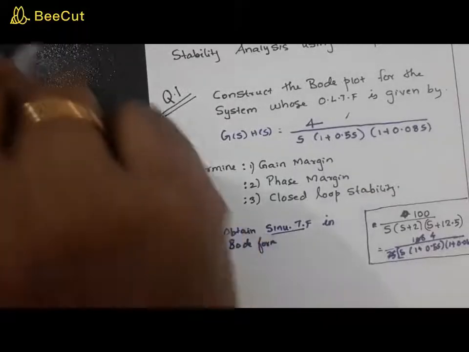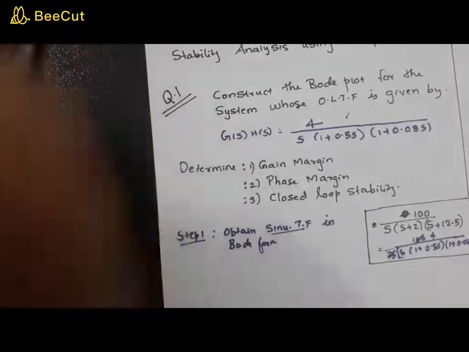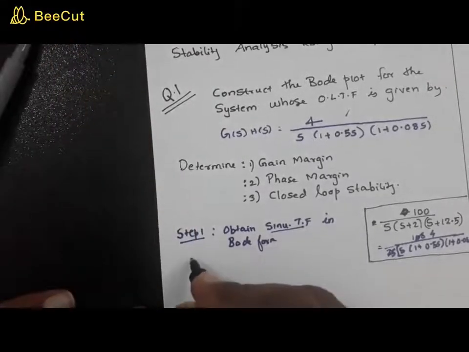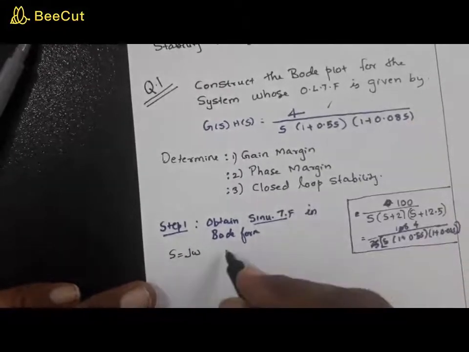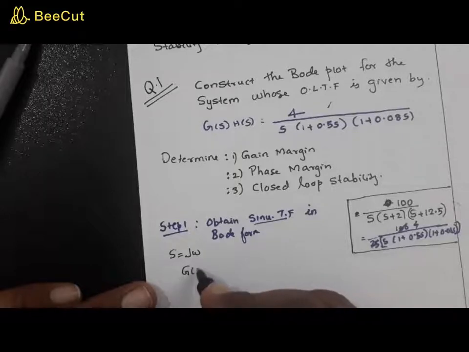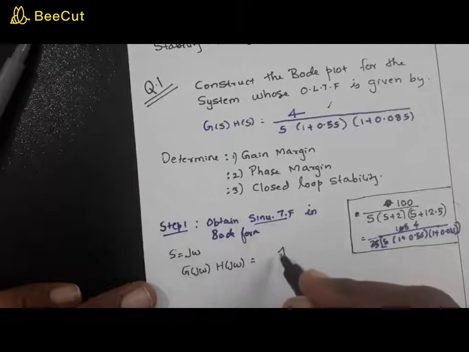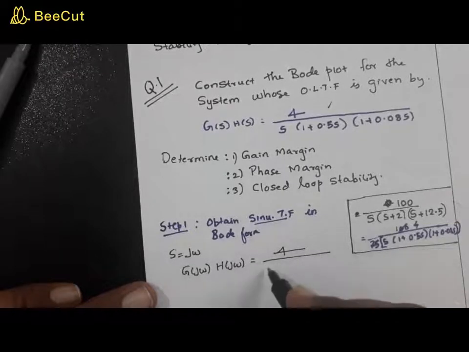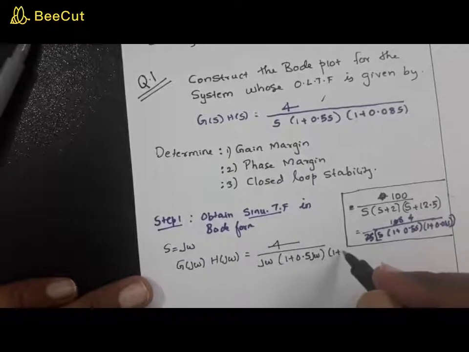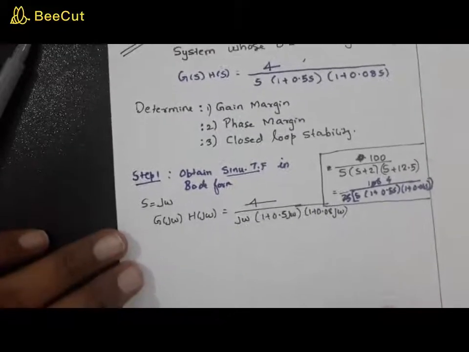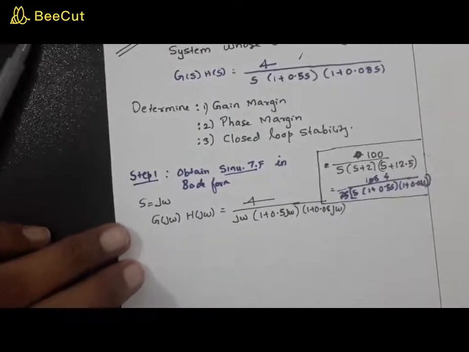Now, how to do that? To obtain the sinusoidal transfer function, put s is equal to j omega in the Bode form, so that you will get the transfer function G(j omega) H(j omega) equal to 4 divided by j omega into 1 plus 0.5 j omega into 1 plus 0.08 j omega. Okay, so that's your step one.